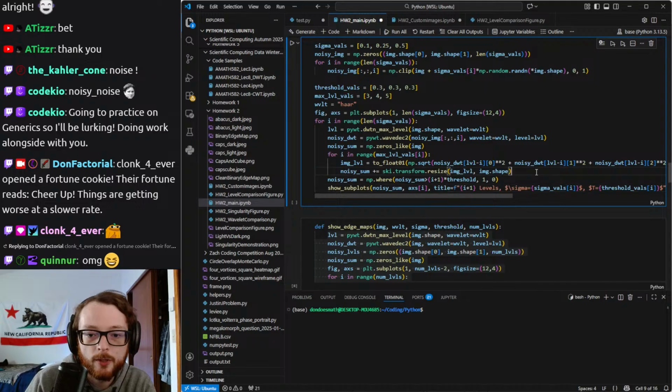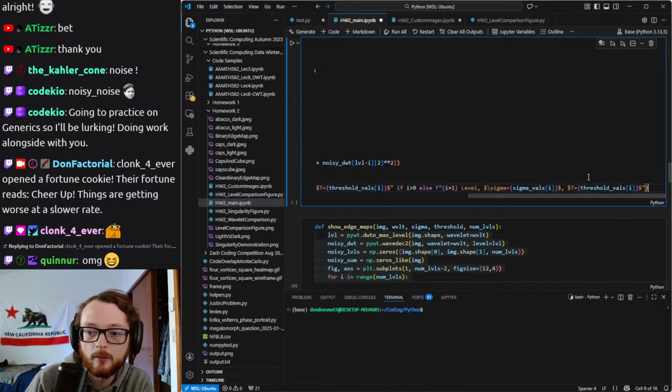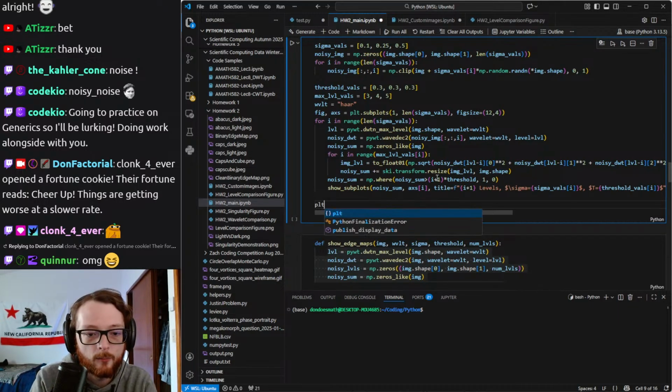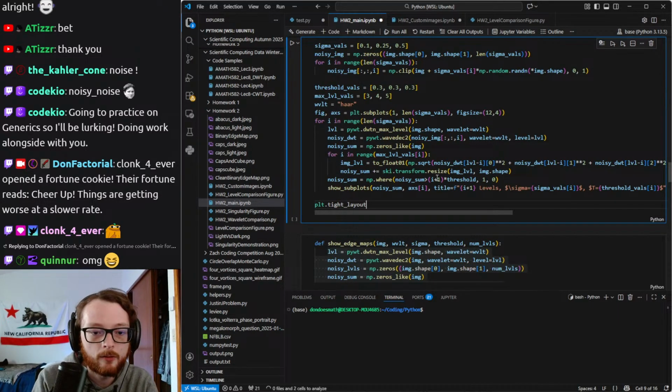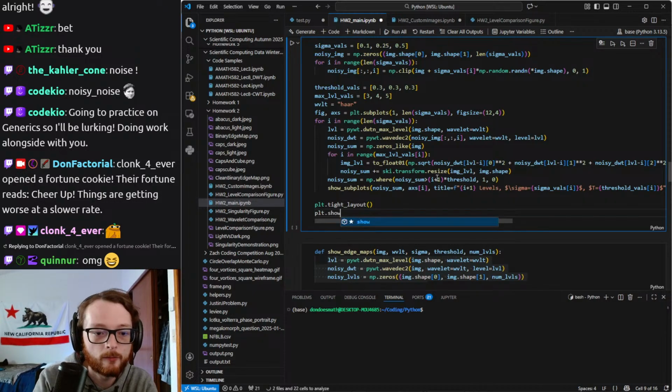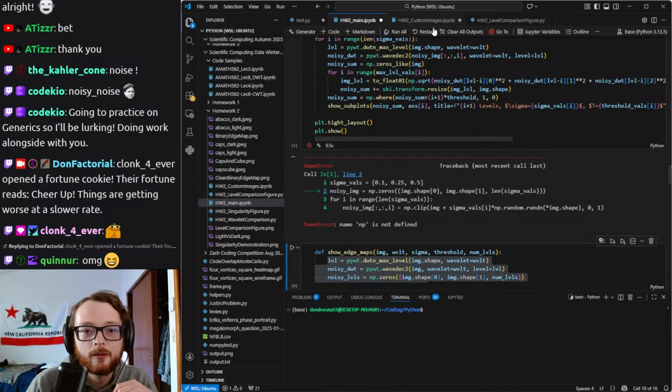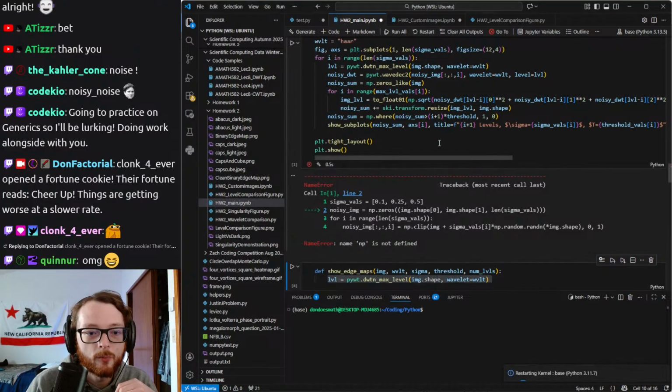It's a very long string. Who cares? Okay, let's just... Oh, wait. Not yet. plt.tight_layout. Don't want a loose layout. Bruh. Frickin' Jupyter Notebook.